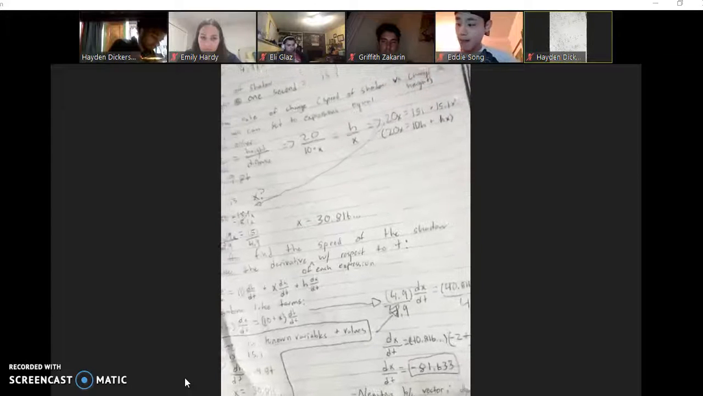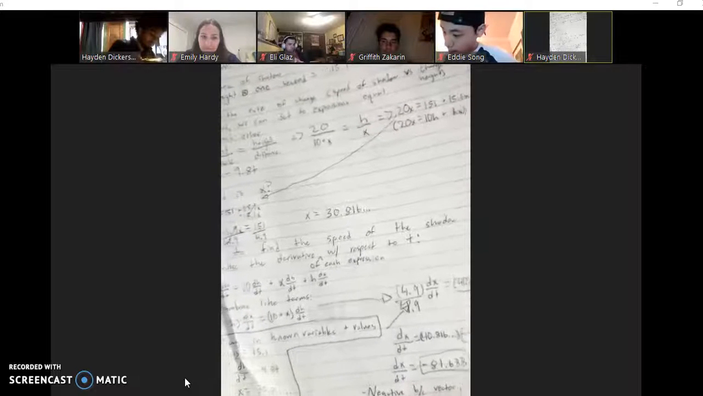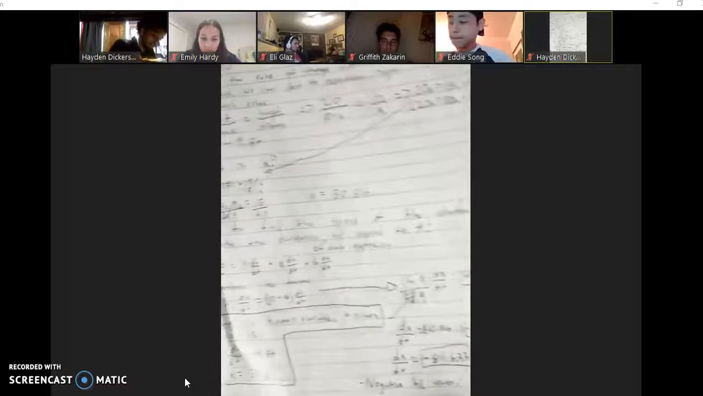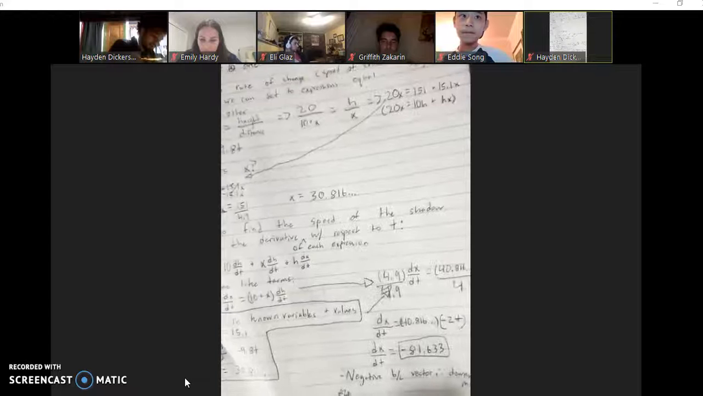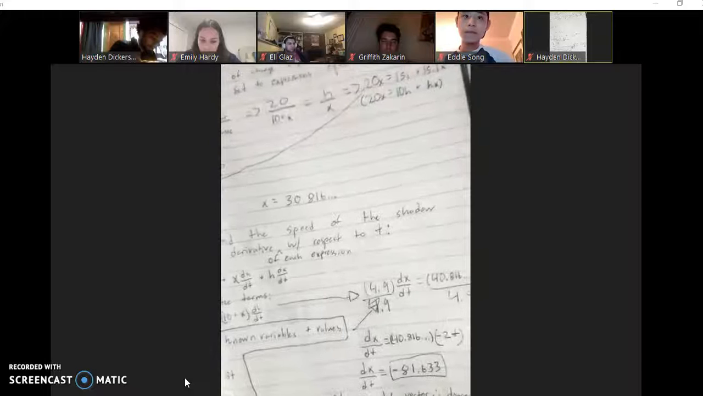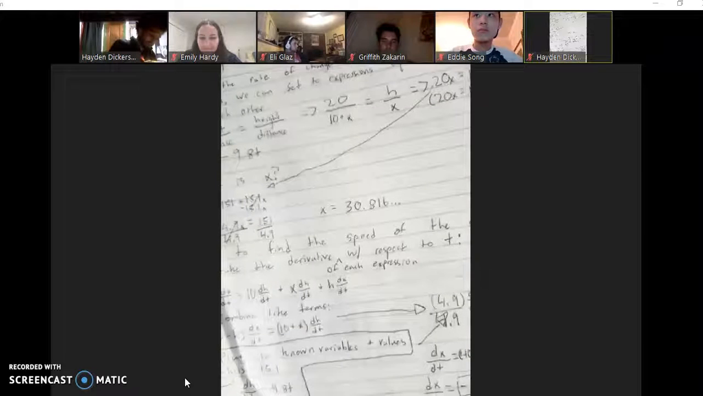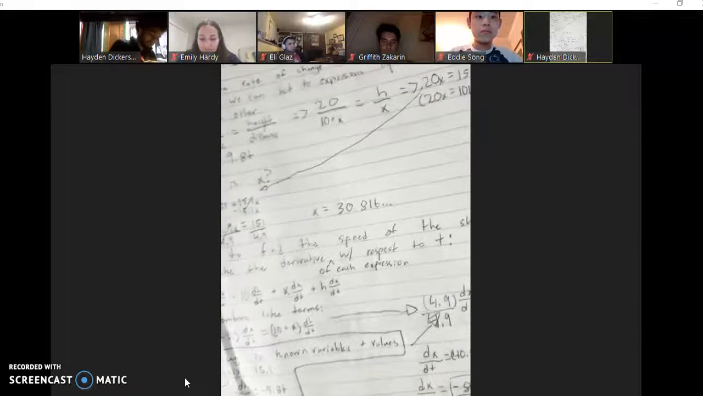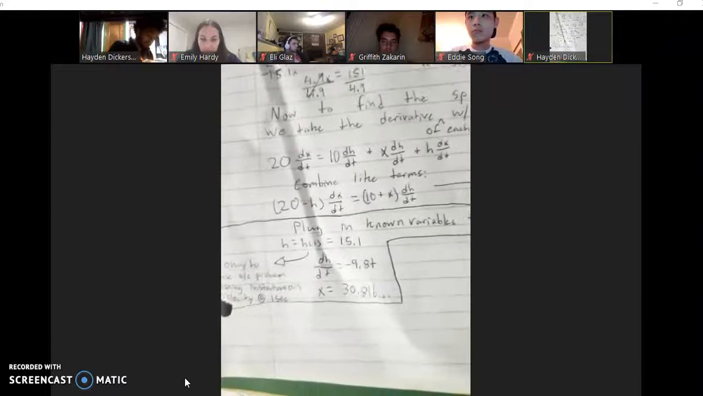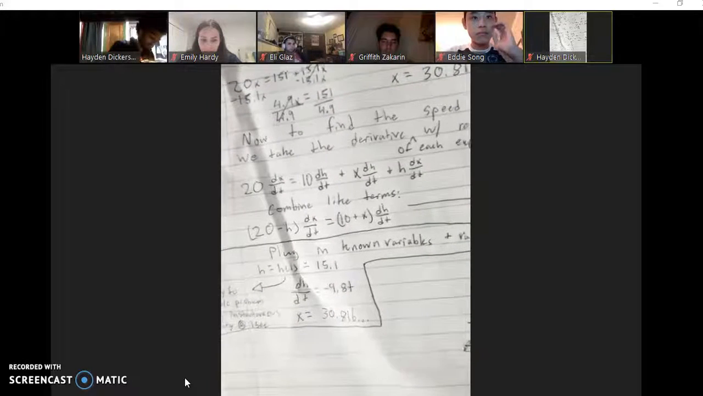And now to find the speed of the shadow, we want to take the derivative of each expression in this first equation, 20x equals 10h plus hx, with respect to t. So we do 20 dx/dt equals 10 dh/dt plus x dh/dt plus h dx/dt. And then you combine like terms to make it easier to process. You get 20 minus h dx/dt equals 10 plus x dh/dt.